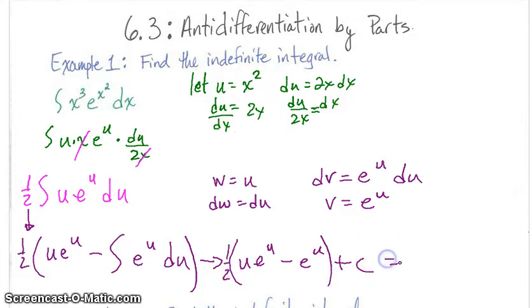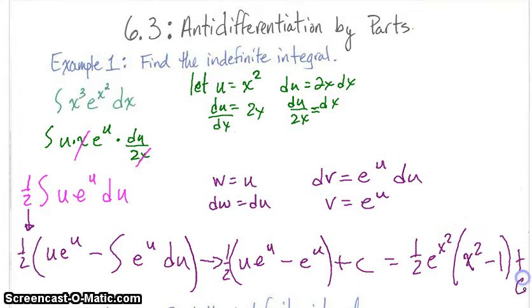Now let's substitute in and get 1/2 e to the x squared, because I have an e to the u and an e to the u, times x squared minus 1 plus c. And hopefully that one makes sense. I hope so. Yeah? Alright, let's look at example number 2.